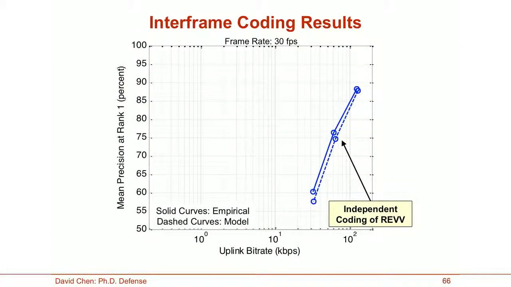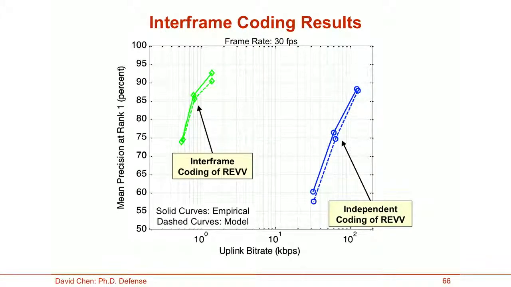Here I'm plotting the mean precision at rank 1 versus the uplink bitrate in kilobits per second for this dataset. I first show the performance for a baseline scheme that sends the REVV signatures independently for every frame, without exploiting the temporal correlation. Actually, this scheme doesn't perform too badly. It requires a bitrate around 100 kilobits per second, which is the bitrate you need to stream music over the internet. This is because REVV signatures are already very compact by themselves.